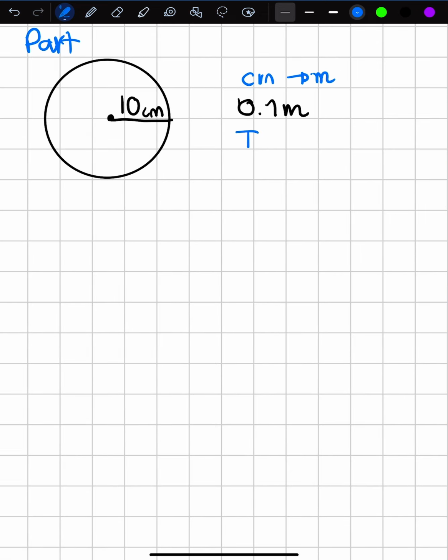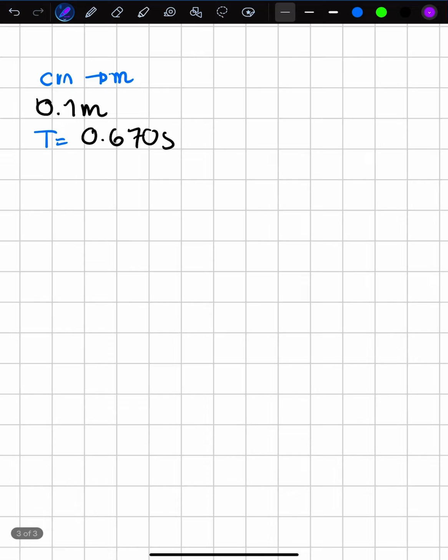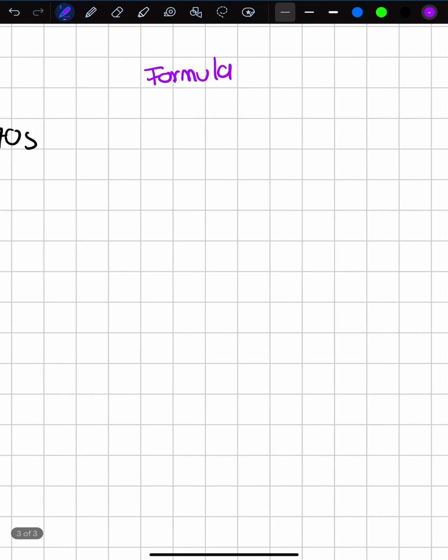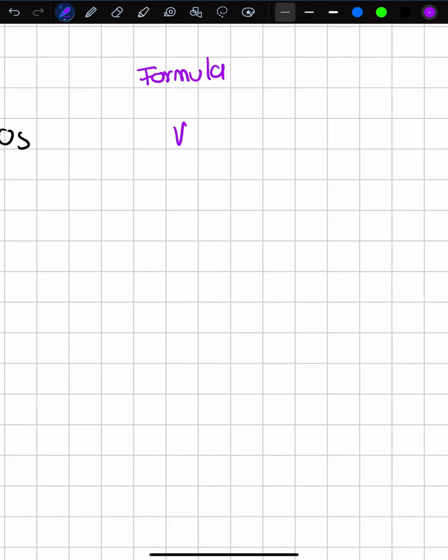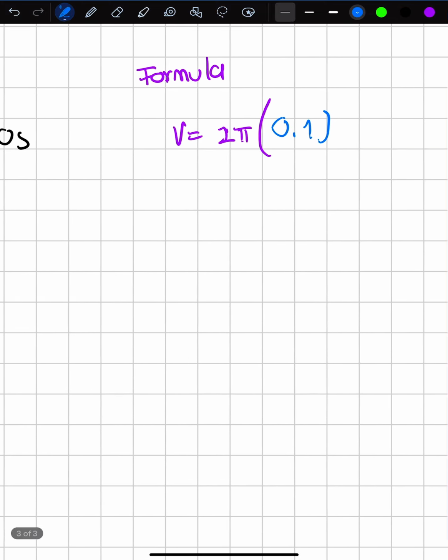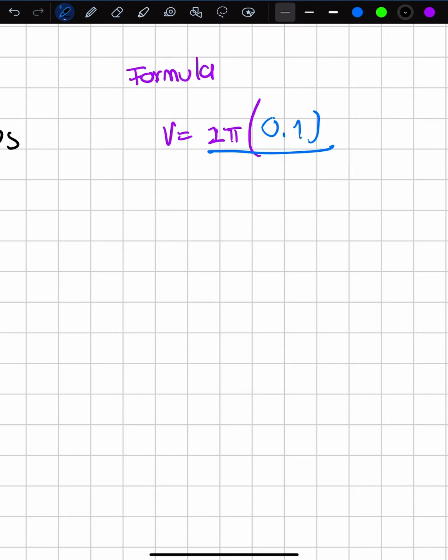So the period is going to be 0.670 seconds. So we can just use the formula that we used before in part, I think it was C, which is going to be the following to get the speed. 2 pi r over T. Then here we're going to put this, which is what we have right here, and then under this we're going to put our time. It's 0.670.